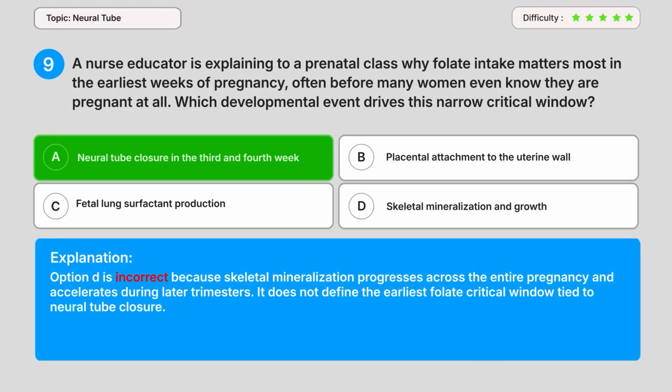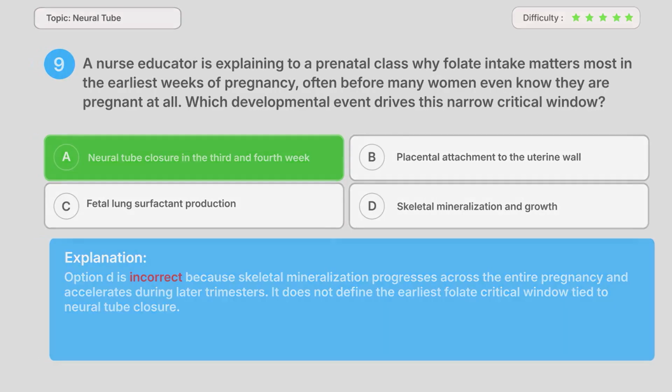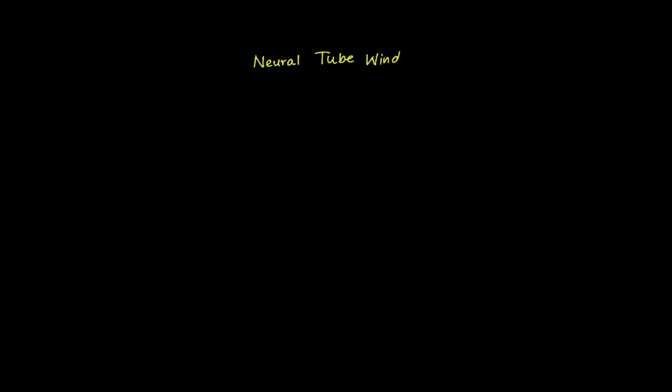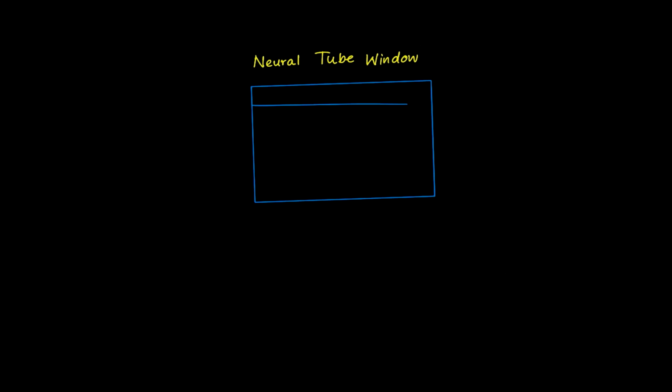Option D is incorrect because skeletal mineralization progresses across the entire pregnancy and accelerates during later trimesters. It does not define the earliest folate critical window tied to neural tube closure. Here is the timing window that makes folate so critical early in pregnancy.